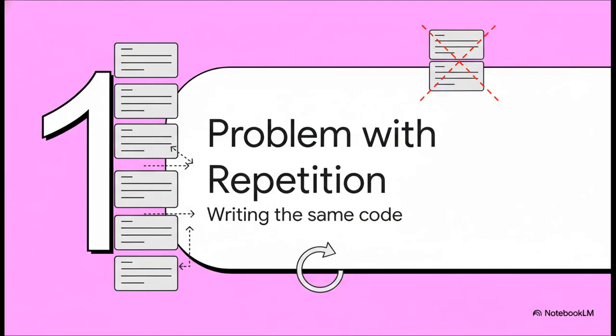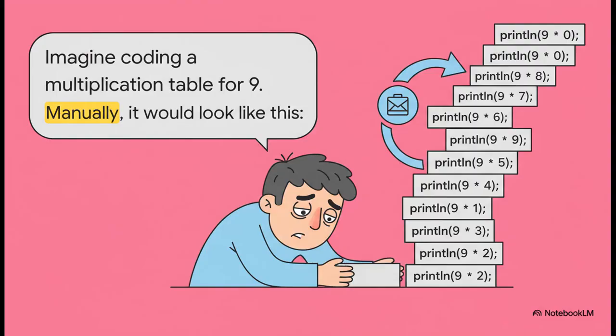Okay, so let's get specific. Why is just copying and pasting the same line of code again and again considered such a major no-no in programming? Let's imagine a super simple task. We want to print the multiplication table for the number 9. So the most obvious way to do it is to just write it out, right? Line by line, one line of code for each calculation. Seems simple enough. What could possibly go wrong?